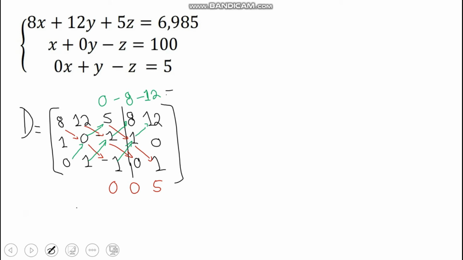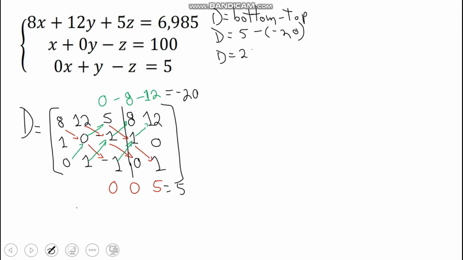Then we'll add the bottom numbers, giving us negative 20, and the top number, which is 5. So to find the determinant, we'll subtract the bottom numbers from the top numbers. So 5 minus negative 20 is equal to 25. This will be our determinant.